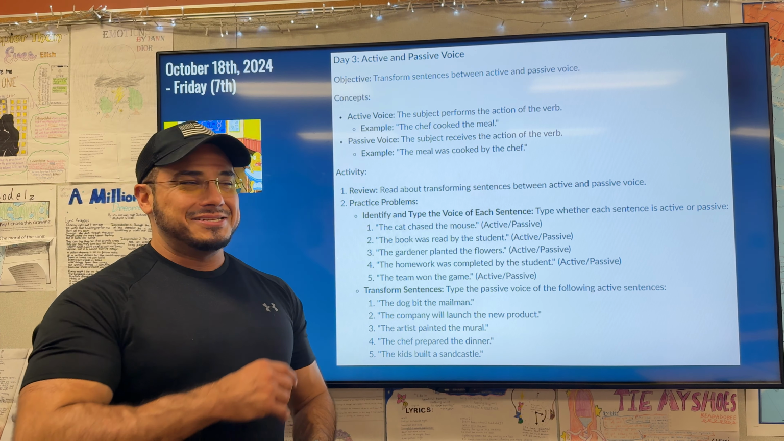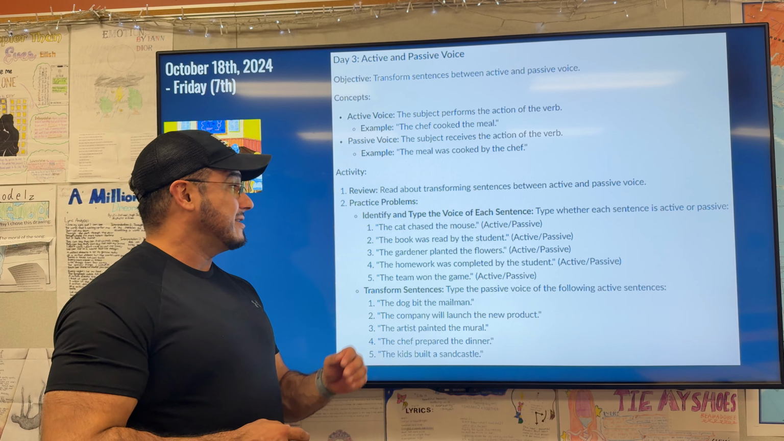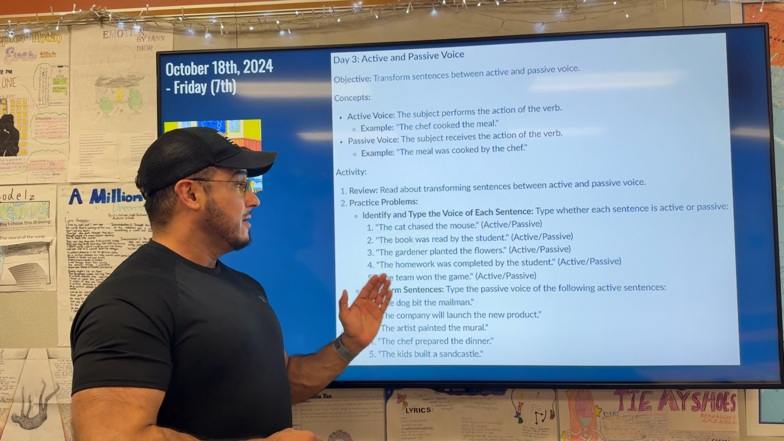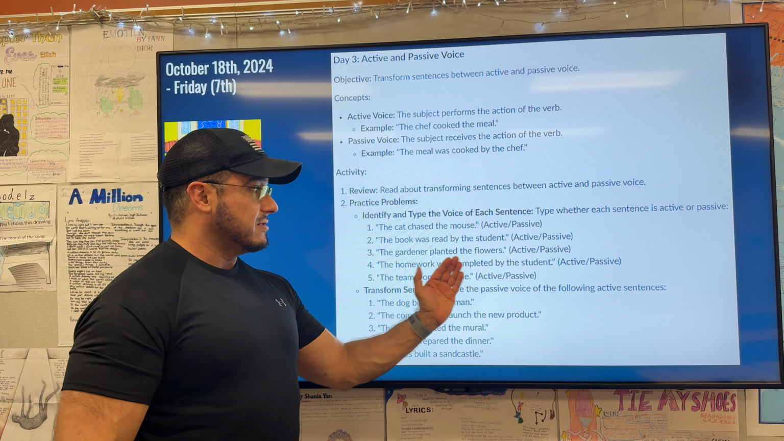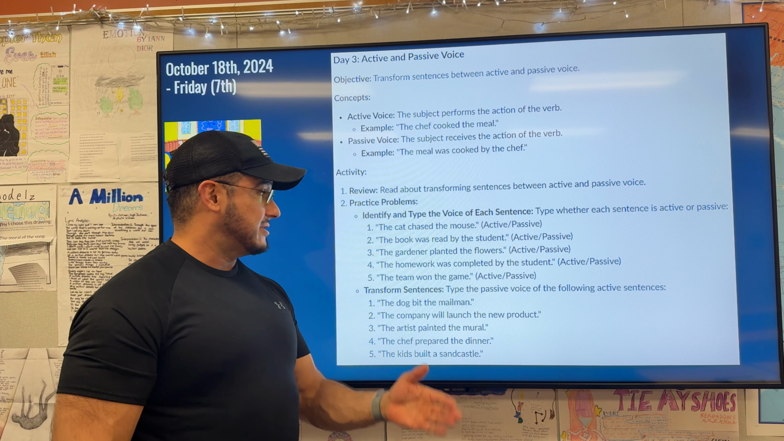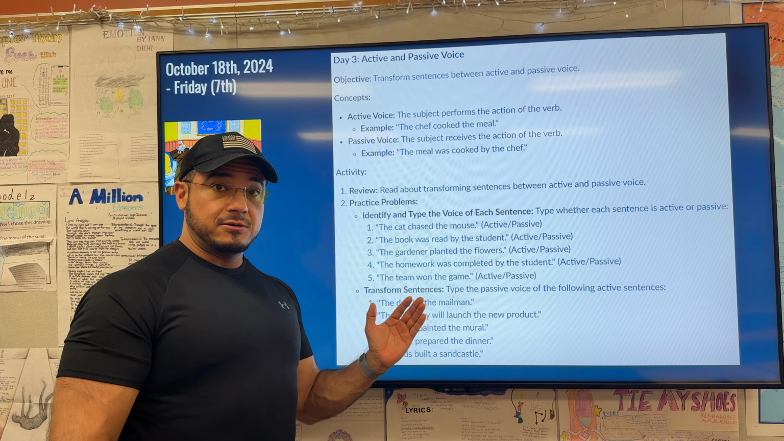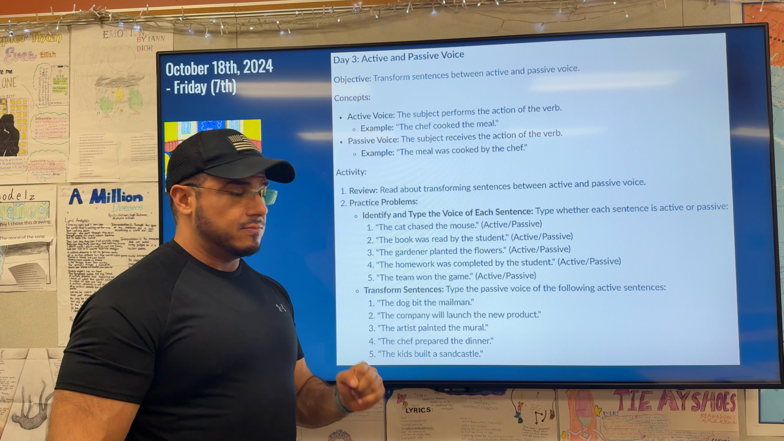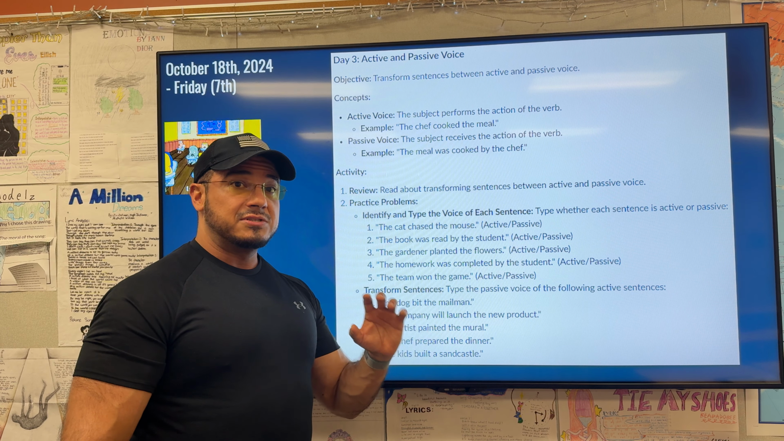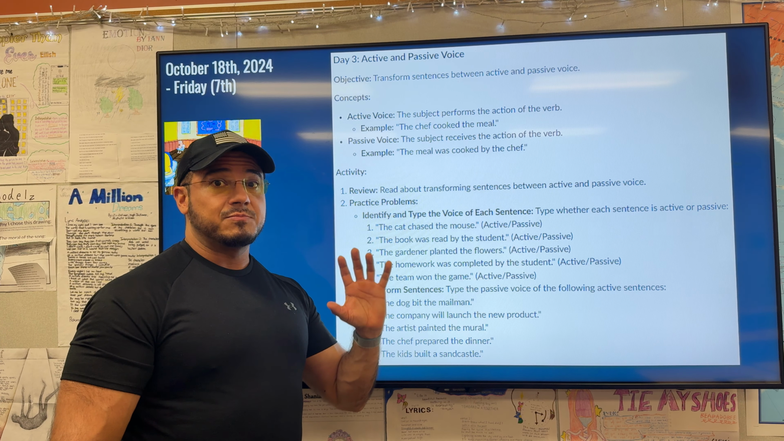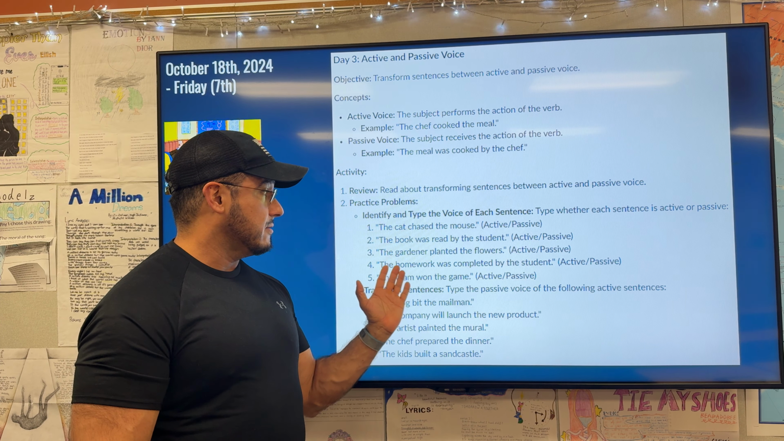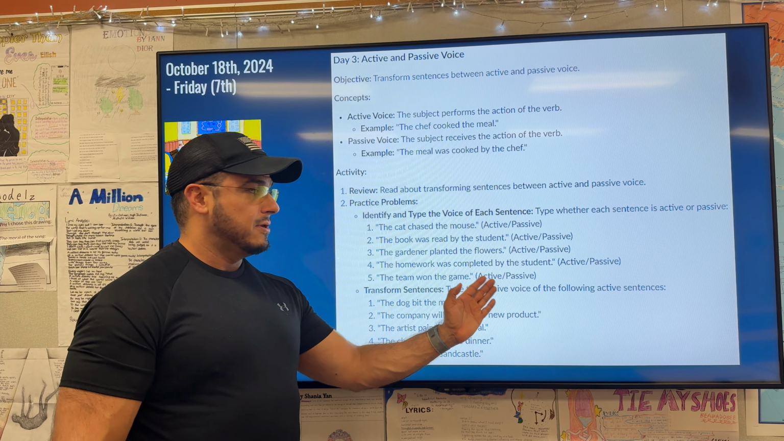All right, let's go ahead and take a look at sentence number 3, which reads, the gardener planted the flowers. Our subject is the gardener. What did the gardener do? What's the verb associated with it? Well, they planted. What's the object of planted? Meaning what was planted by the gardener? Well, in this case, it was the flowers.